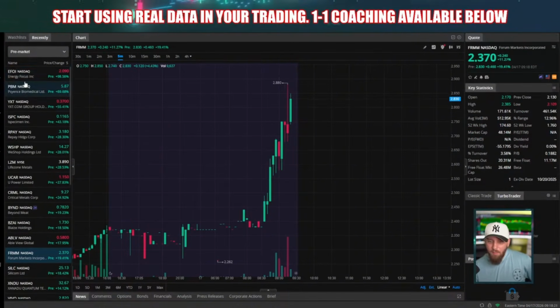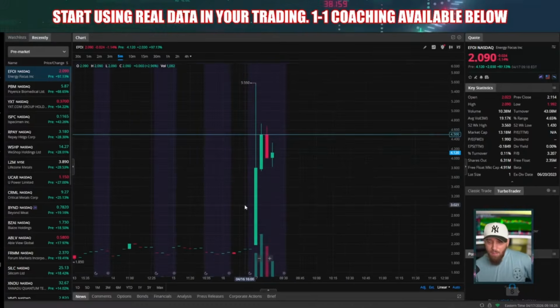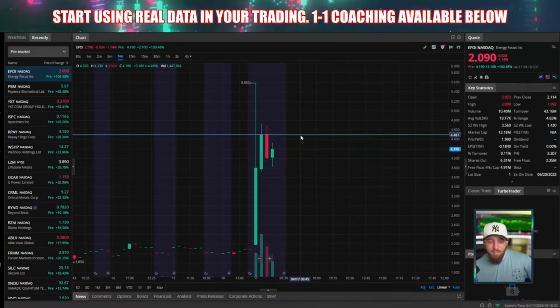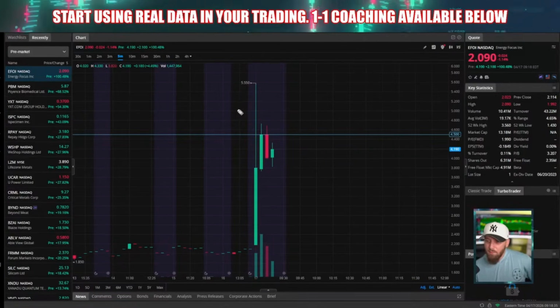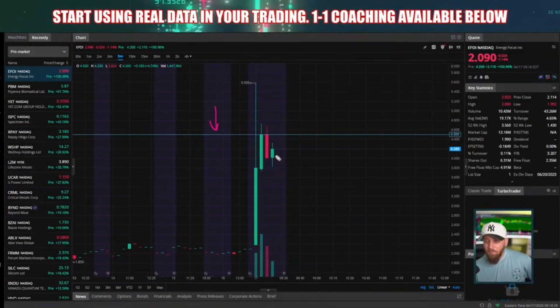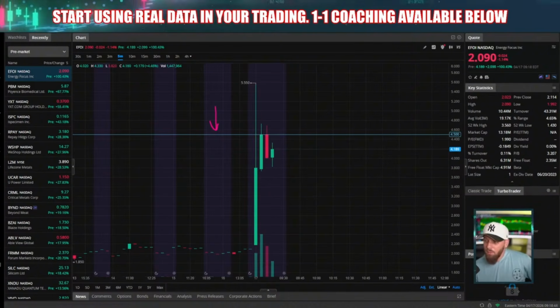All right, let's go back over here to EFOI. So we made the initial move up. We got the pullback. We got the first red candle. And now that we've got the first red candle, that level is now an established breakout level. When I say breakout level, that's what I mean. Breakout level just means that that is the level that I want to see a 5-minute candle push and close above.